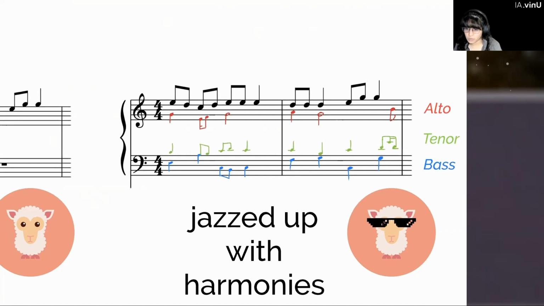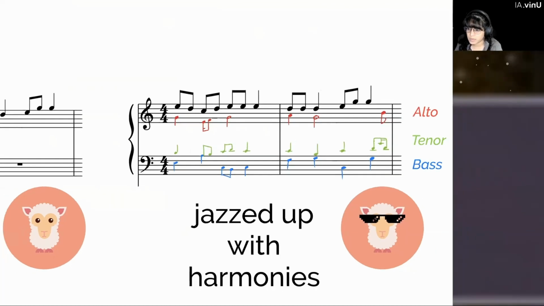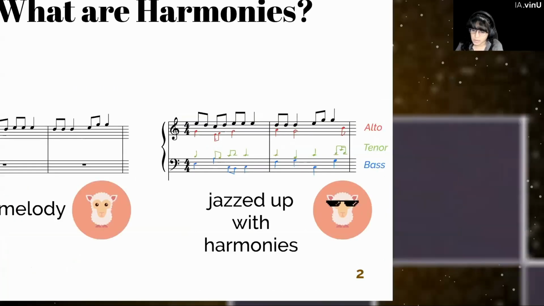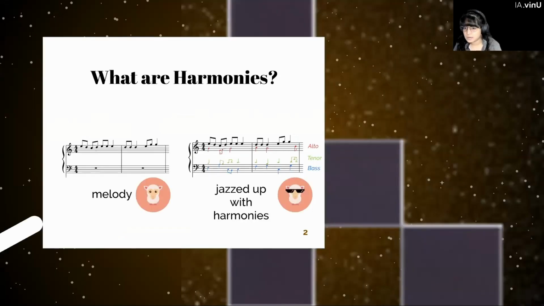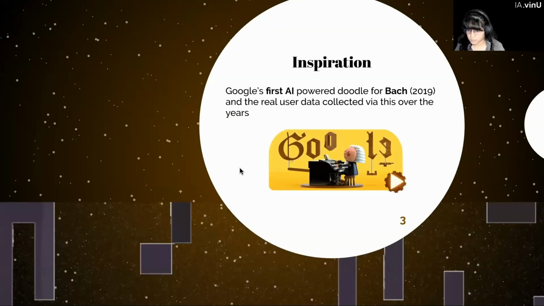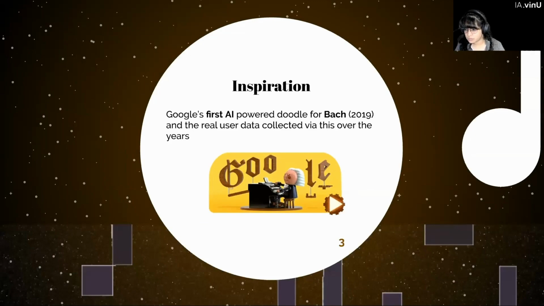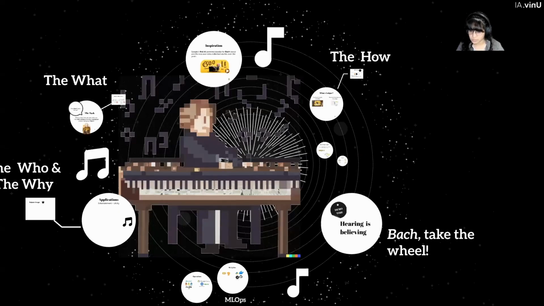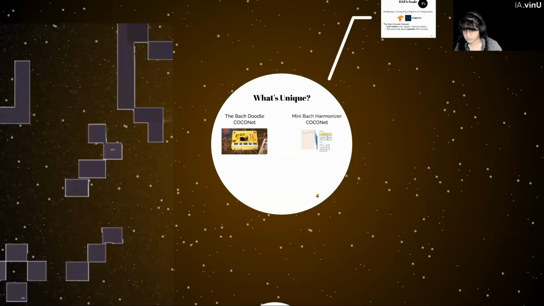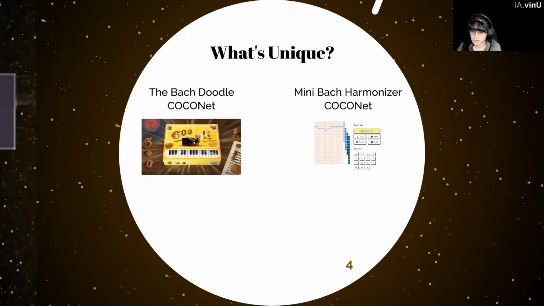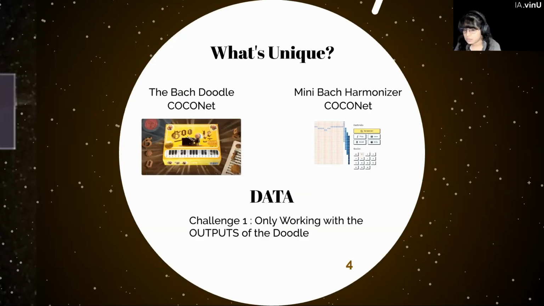As mentioned, Google's first AI-powered doodle from 2019 is our inspiration, and it's been collecting user data all this while with due consent, of course. Let's get into the how. Well, if both the doodle and our project use CocoNet as the base model, which is the machine learning model we've recreated, what's the unique thing? What's different? Well, the first thing is we're only working with the outputs of the doodle that was originally trained on complex symphonies composed by Bach himself.